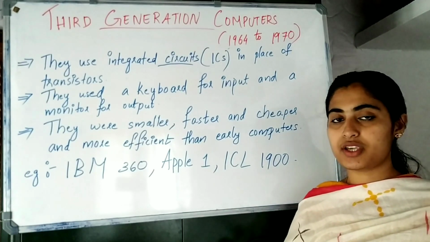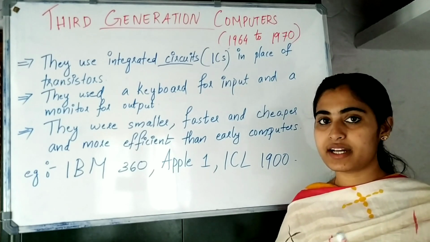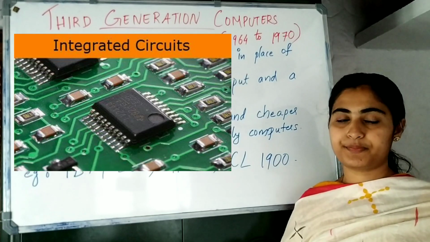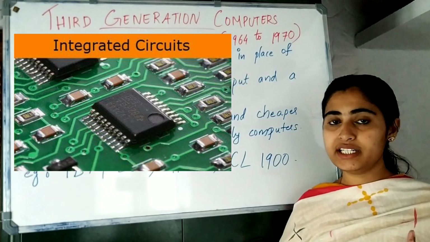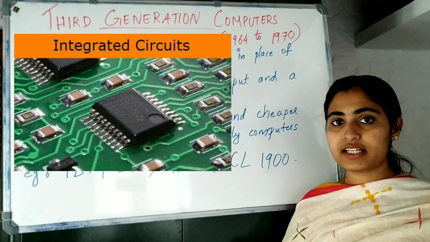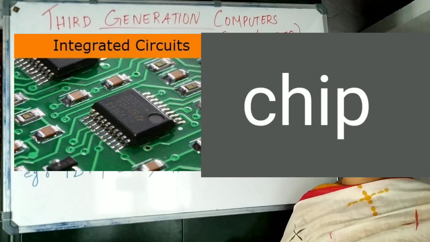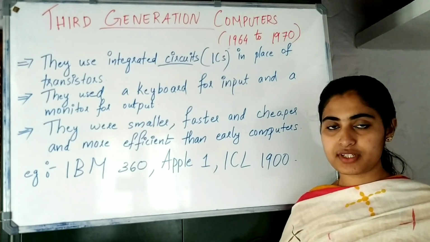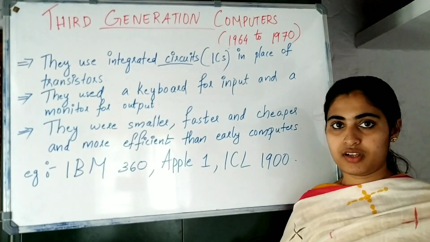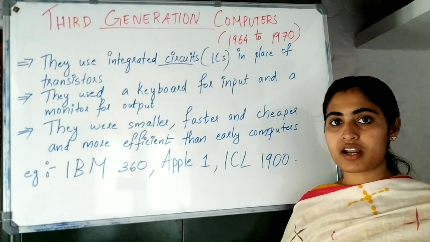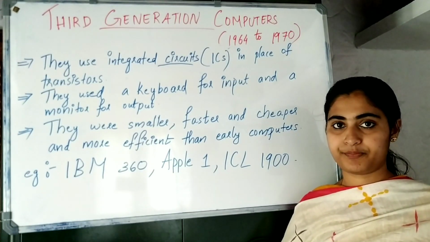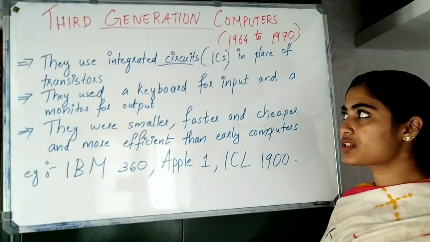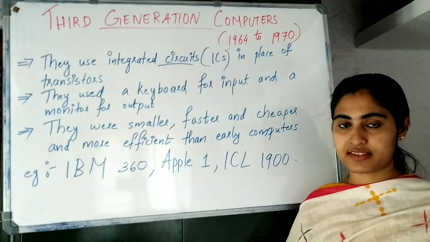First generation computers used vacuum tubes. Second generation used transistors. And third generation used integrated circuits. What do you mean by an integrated circuit? The other name for integrated circuit is chip. And inside this chip, there are thousands of transistors. So third generation computers used integrated circuits as the technology.